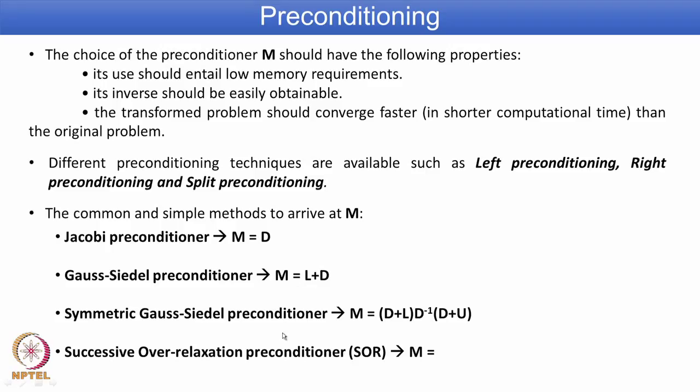The second one, Gauss-Seidel preconditioner, where the lower plus the diagonal is used as the preconditioner M. The third option available, symmetric Gauss-Seidel preconditioner, and M in such case is given by this expression where (D plus L) multiplying D inverse and then (D plus U). Then the last one is the successive over relaxation preconditioner, SOR, where M is defined as the product of 1 by omega multiplying (D plus omega into L), where omega is a relaxation parameter.